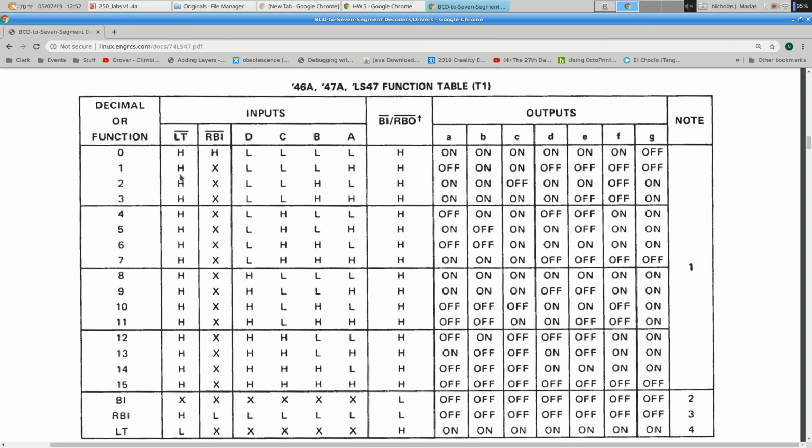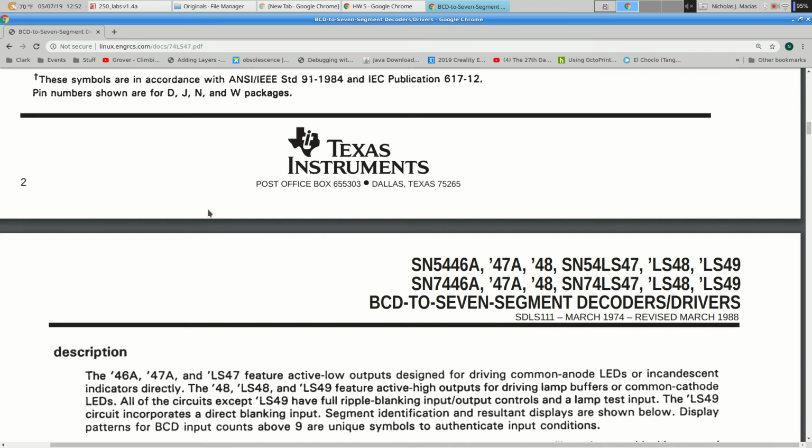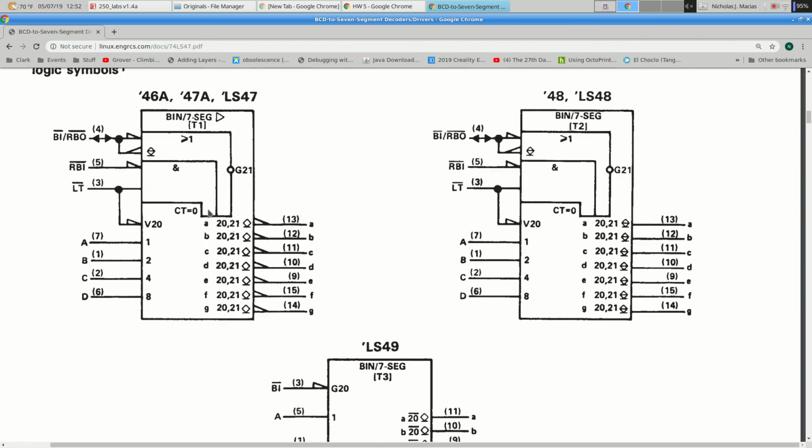LT bar should be high. RBI shouldn't matter. Actually, RBI should be low. And I think that's all you need on the chip.